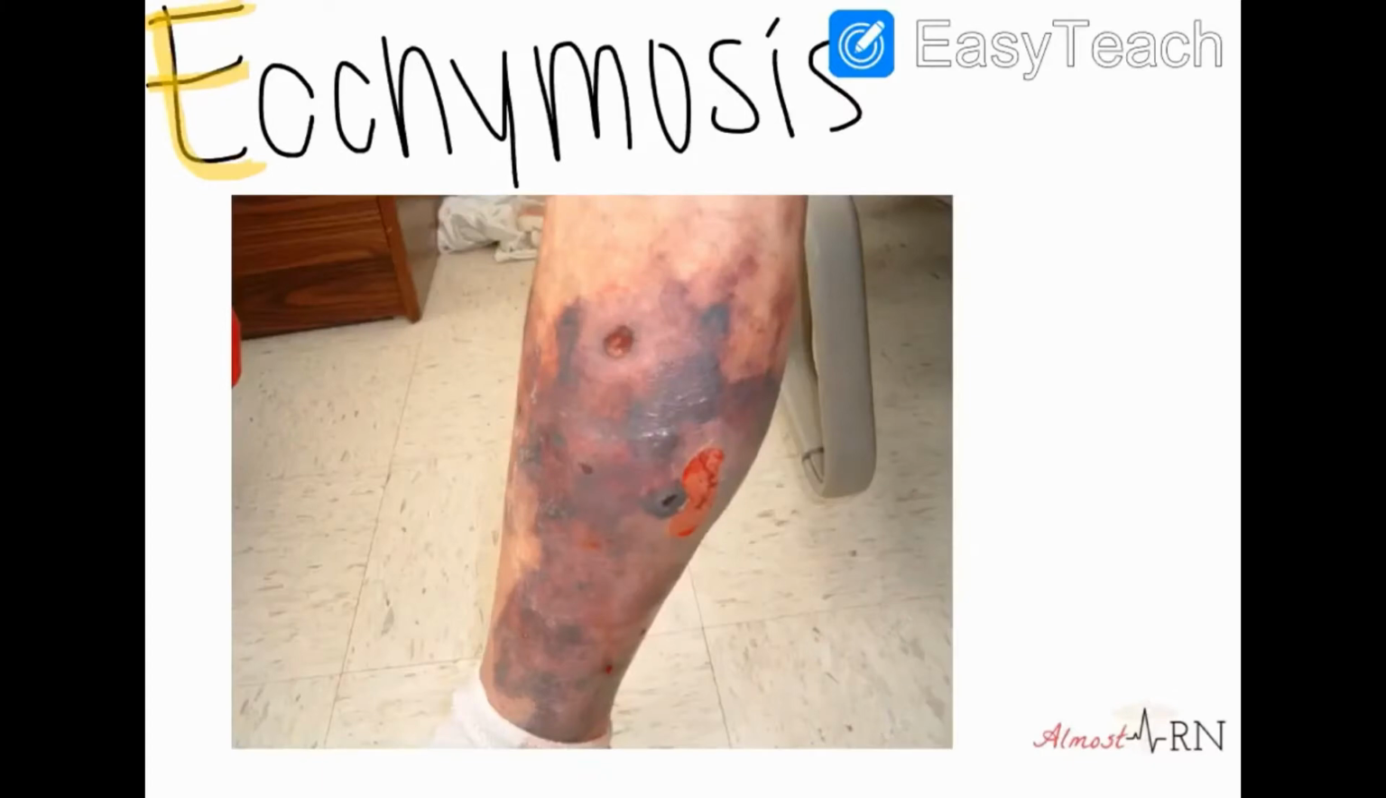Next is ecchymosis. Ecchymosis, in its basic form, is basically just bruising. And this picture is really good because all of this dark discoloration of the skin would all be considered ecchymosis.